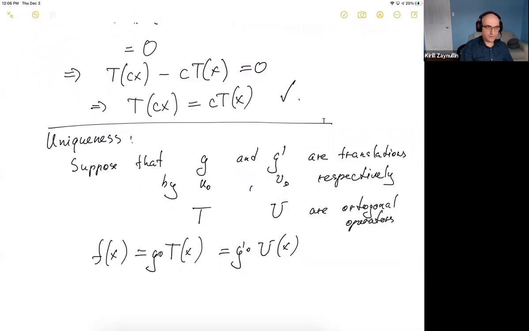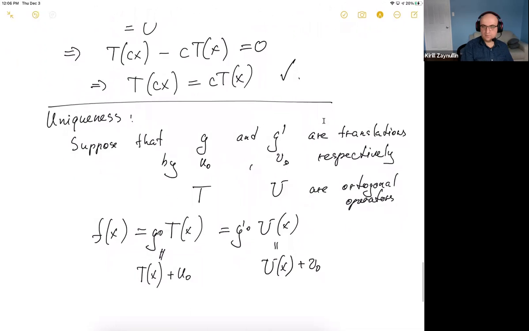Well, then we can just write it down. So this expression is G applied to T of X. So this is just T of X, and then you apply translation by U0. And this one is just U of X, and then you apply translation by V0. Right? And this, of course, holds for all X from V.